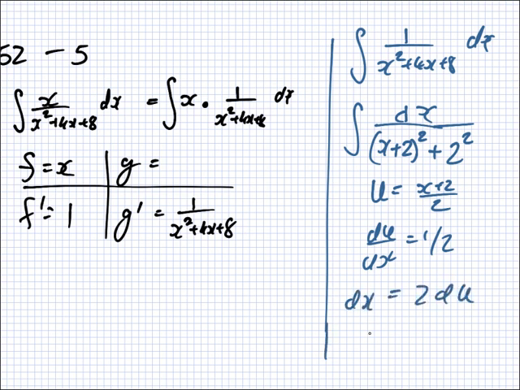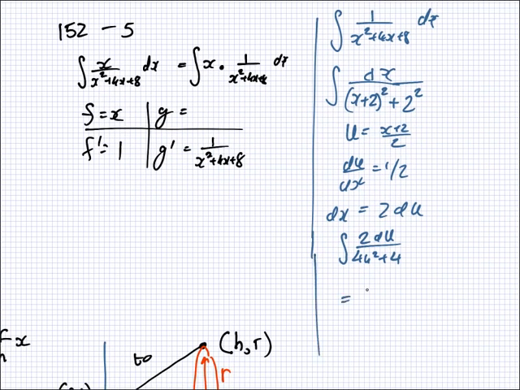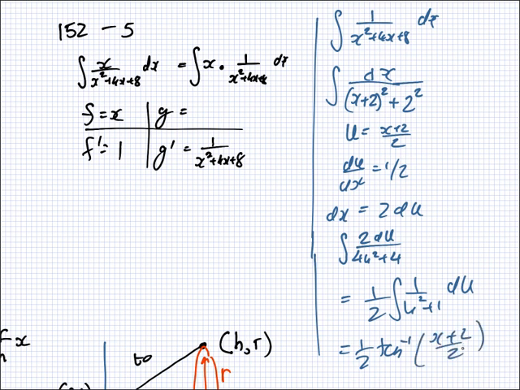So my question gets transformed into integrating 2 du over x plus 2 squared, which is 2u squared, so that's 4u squared plus 4. So that becomes, cancel out the 2's, 1 over 2, integrate 1 over u squared plus 1 du, which is 1 over 2 tan inverse u, which is x plus 2 over 2. Right, so now we can go back here and say the integration is 1 over 2 tan inverse x plus 2 over 2.